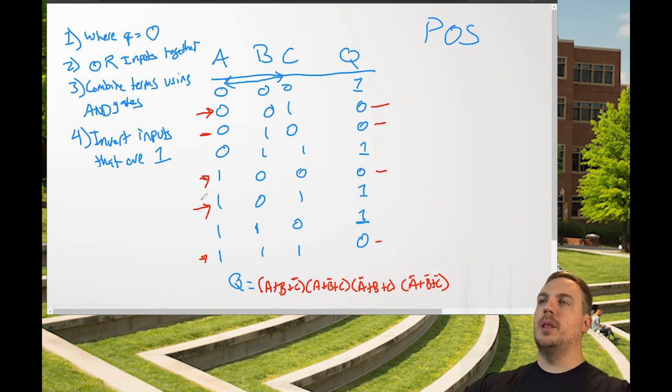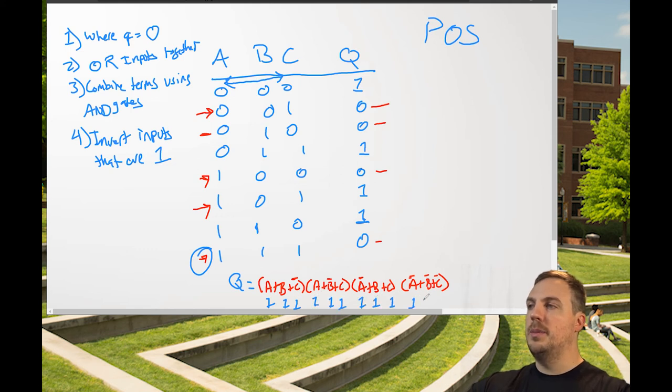Okay, now whenever we look at our output as 0, let's take the last one here where we have 1, 1, 1. So A is 1, B is 1, C is 1, in each of the four terms. Okay, so now we apply the inversion.